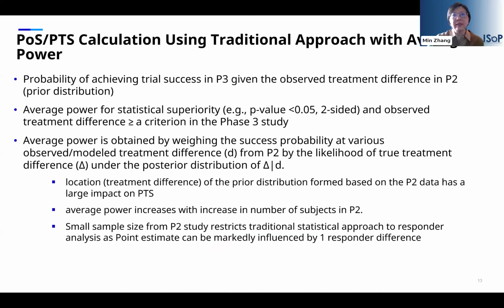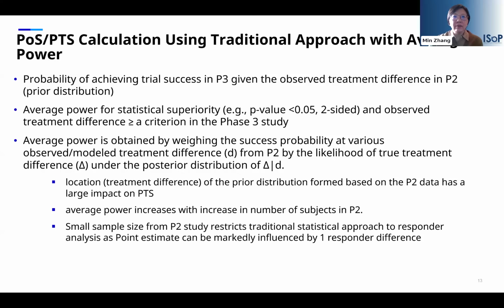So for the project at hand, to calculate the POS under average power or assurance, the success criteria are two. First is achieving statistical superiority of the active group over a control group in a phase 3 study. And secondly, the observed treatment difference is greater than or equal to a certain criteria considering target profile. The average power is obtained by weighing the success probability at various observed modeled treatment difference D from the phase 2 study by the likelihood of the true treatment difference delta under the posterior distribution of delta given D.